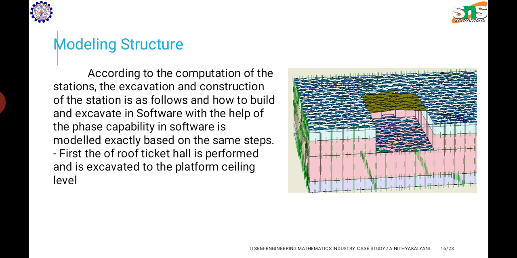Modeling structure. According to the computation of the stations, the excavation and construction of the station is as follows. To build and excavate in software with the help of the Plaxis capacity, the software is modeled based on exactly the same steps. First, the roof ticket hall is performed and is excavated to the platform ceiling level.